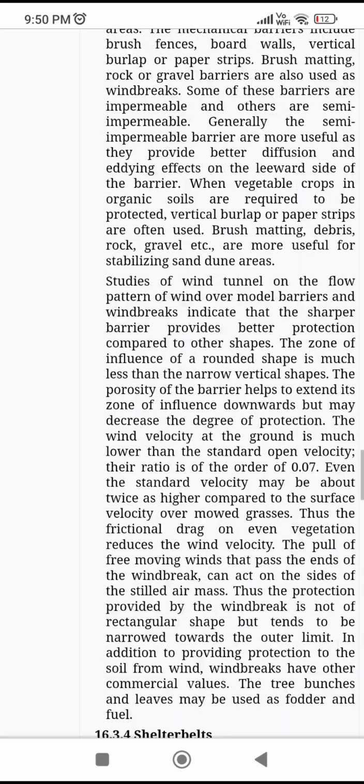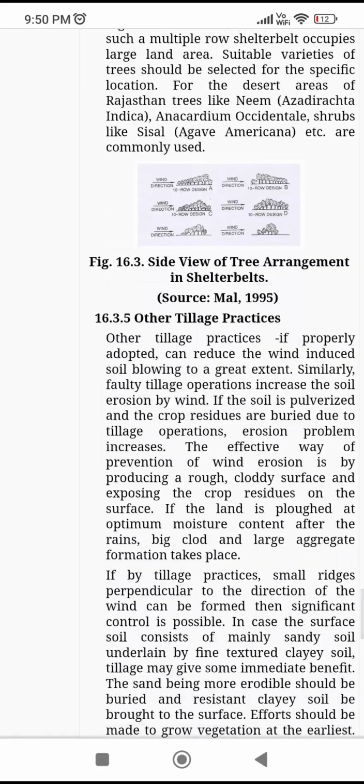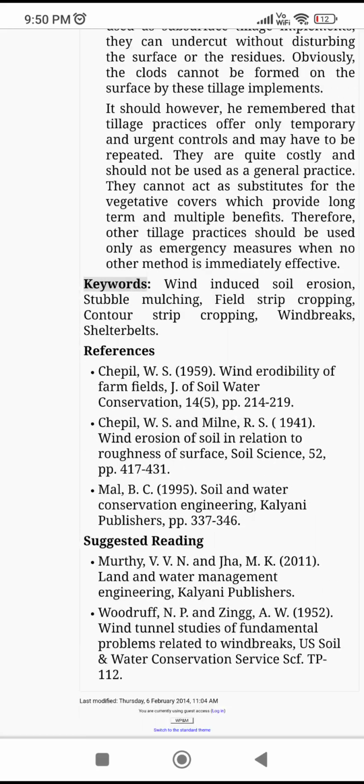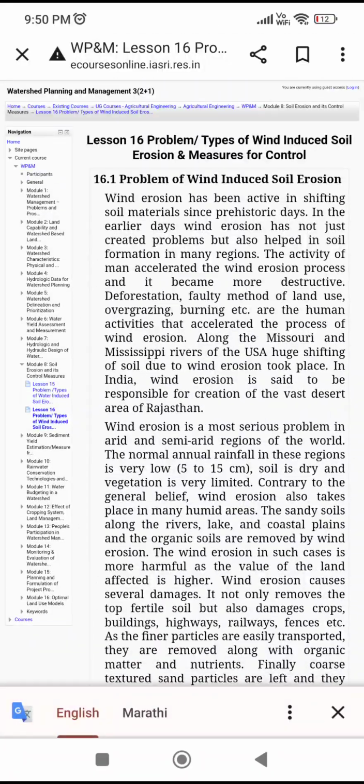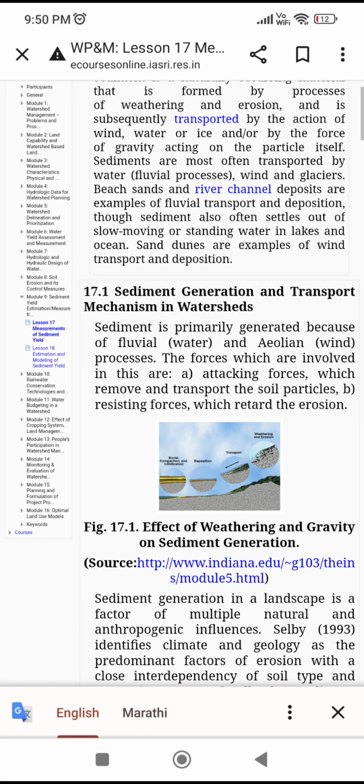Now wind breaks, then shelter belts. These are measures for avoiding wind erosion. Then other tillage practices. Now sediment yield estimation and measurement. So sediment generation and transport mechanism in watershed.